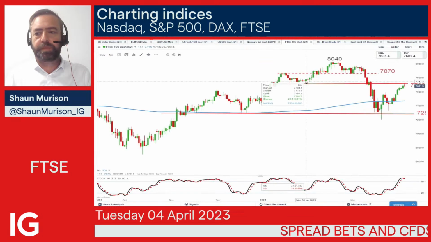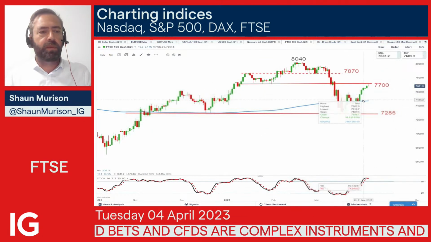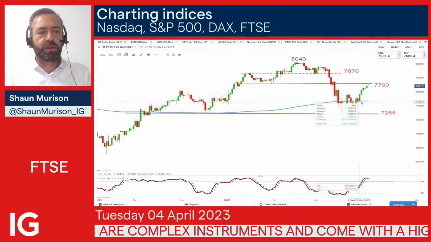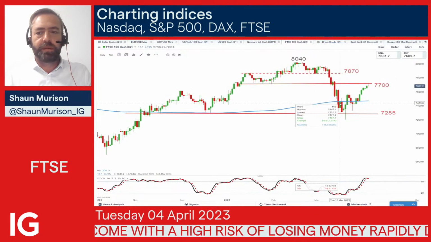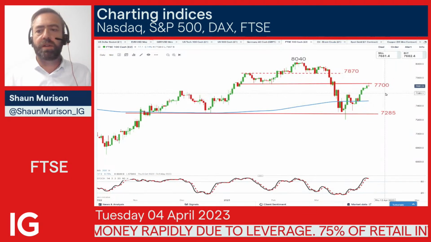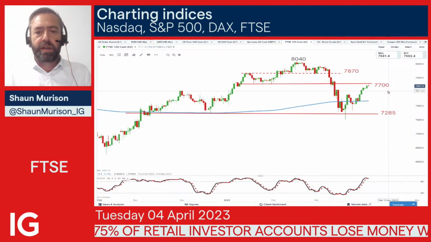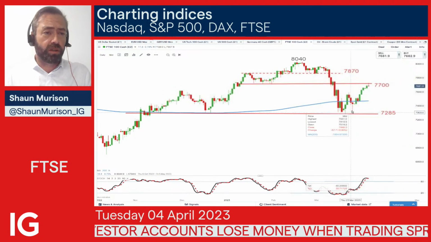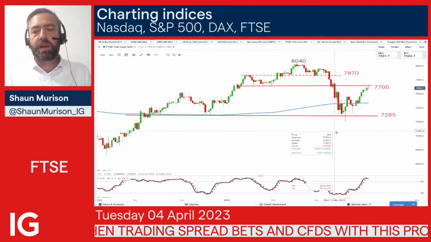FTSE 100. Very similar picture. You have this almost W-type shape, which is a double bottom or ABC reversal. It was marking the end of this move lower. As a function of that, we had the breakout, and now we've tested the 7,700 level. So that is finding resistance there right now. We do think that this longer-term uptrend is not really there. We think this is more of a sideways type price environment.